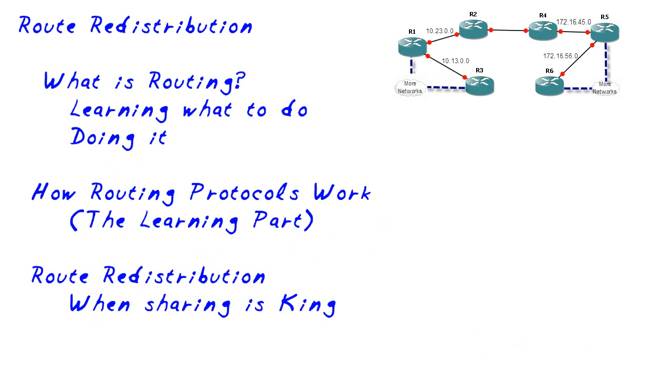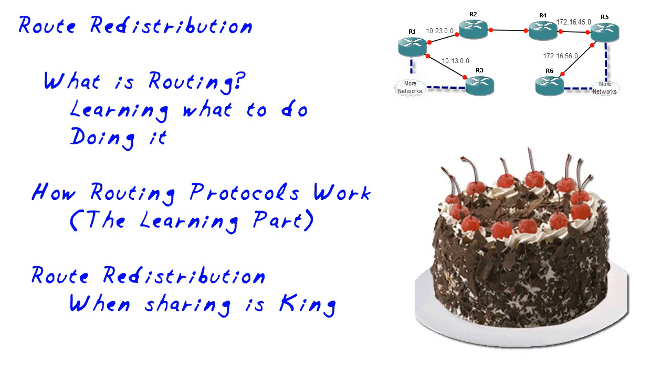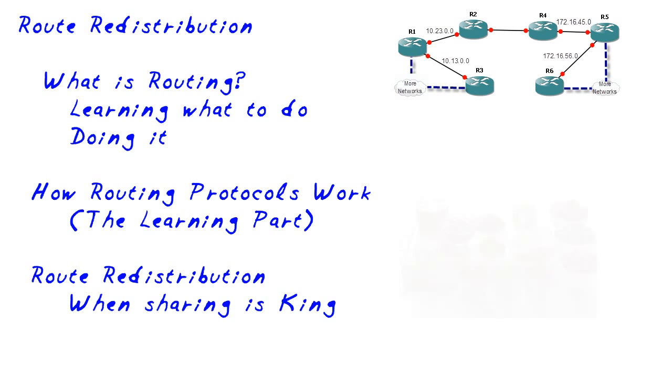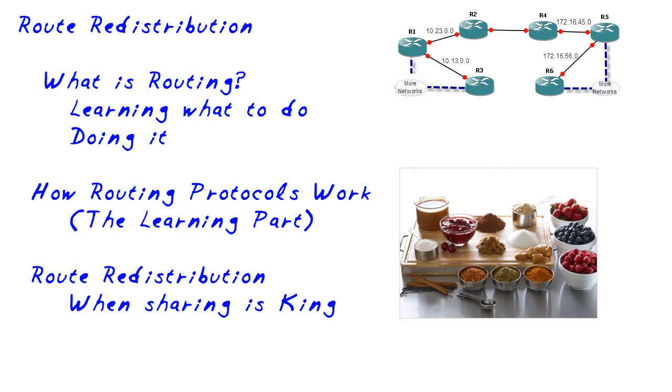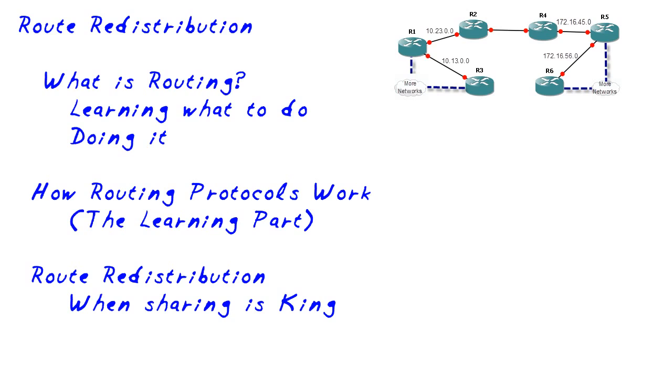Let's jump in. Let's say that you and I are going to sit down and bake a cake together. So we look at the recipe and there's some ingredients on that recipe that we don't understand. The chances of our cake not coming out correctly are pretty good if we don't understand the ingredients. Now you might be saying, Keith, what has that got to do with route redistribution?